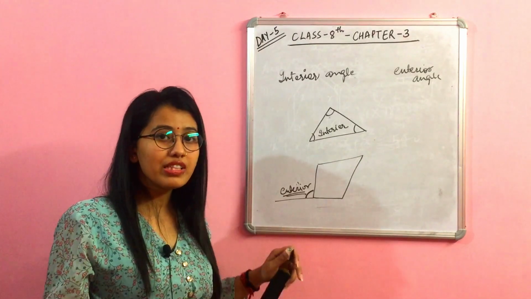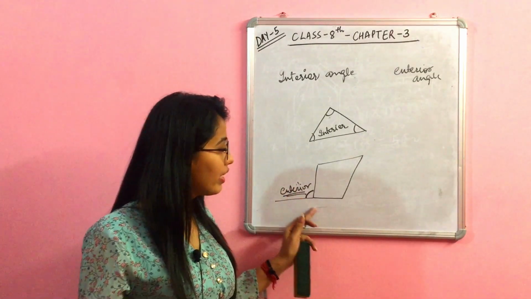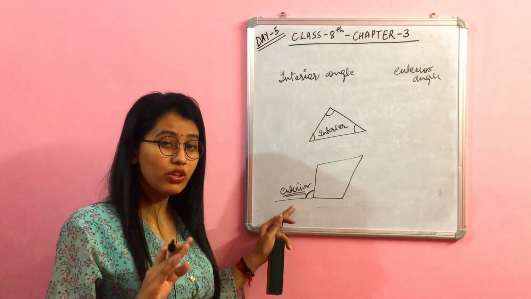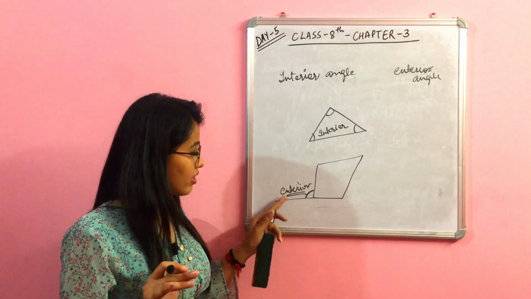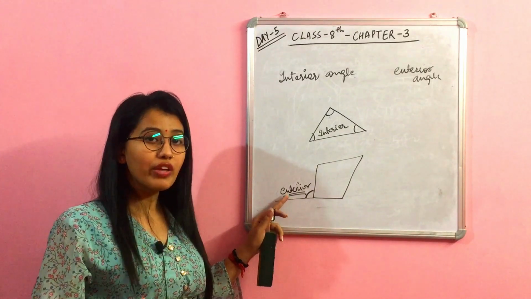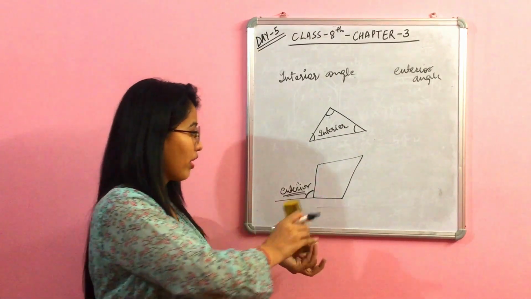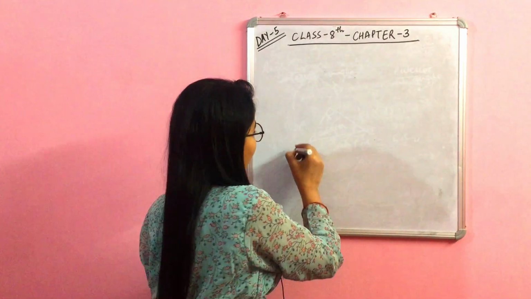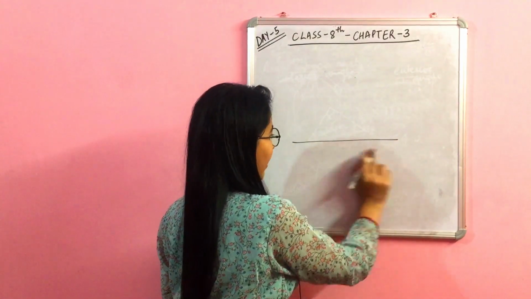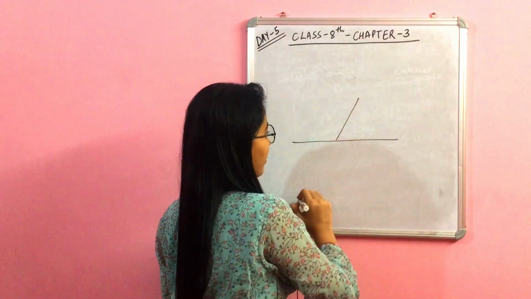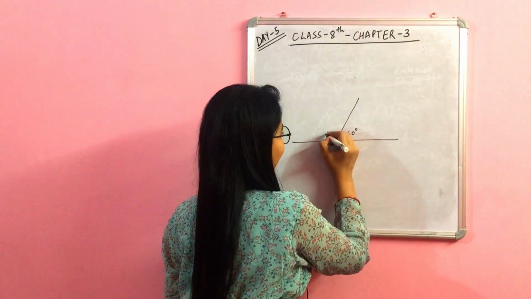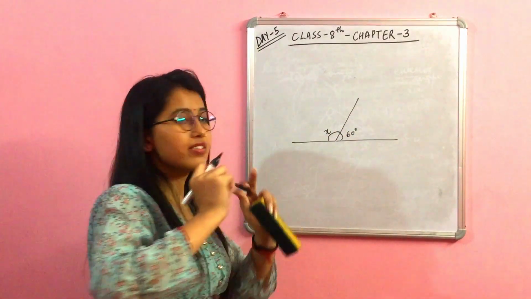Now later on we will see how we can find out the value of the exterior angle also. This is also something we will learn how to solve. Okay, now let us say I am having this type of line here and an angle like this. Now this is 60 degree and you have to find out this value. Let us say this is x.